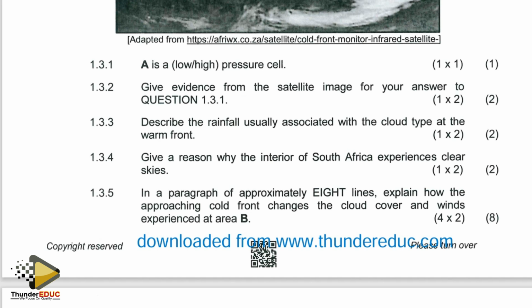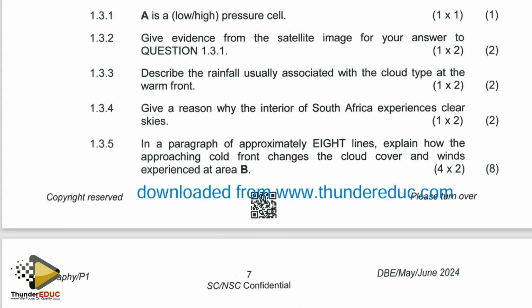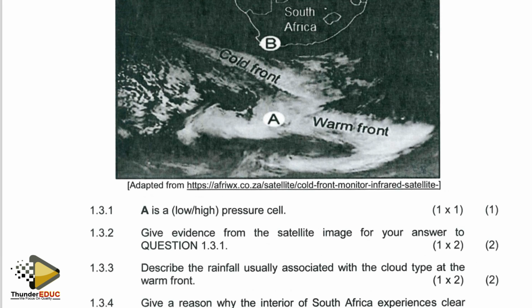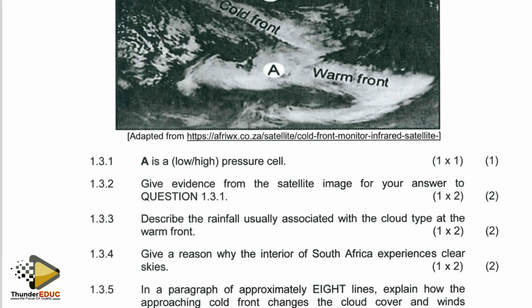In a paragraph of approximately 8 lines, explain how an approaching cold front changes cloud cover and winds experienced at area B. We should make sure that for this question, you address the two aspects in the question: the aspect of cloud cover and also the aspect of winds. With cloud cover, when the cold front is approaching, it will ultimately cause increasing cloudiness of the area. Area B is going to experience an increase in clouds. And as time moves on, the clouds will become thicker and more extensive as the cold front approaches.